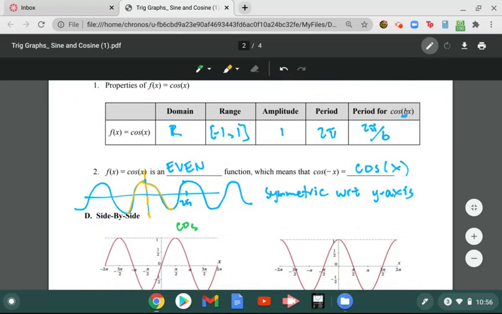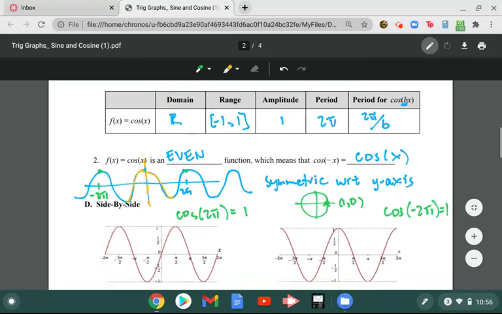So let's do the cosine of 2 pi. The cosine of 2 pi is equal to 1. If I were to look at the cosine of negative 2 pi, it's going to live over here, or if I'm on the unit circle, negative 2 pi lands me in the same exact spot, right? So I'm still either way at a cosine value of 1. So the cosine of negative 2 pi is also equal to 1. So that even property means that the negative inside goes away.